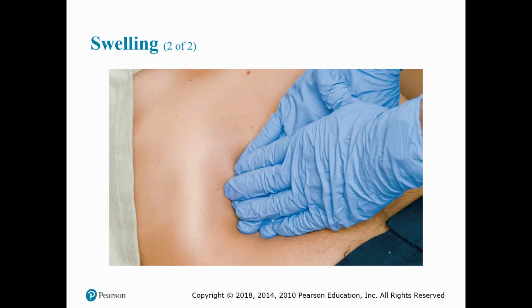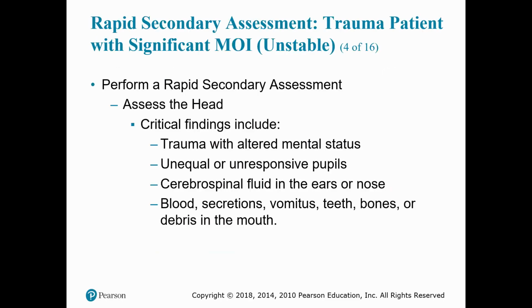Rapid secondary assessment is performed in a systematic sequence to make sure that all the major body areas are inspected and palpated. We're going to start with the head. Critical findings include trauma with altered mental status, unequal or unresponsive pupils. However, if a patient has unequal pupils but is alert and oriented, the unequal pupils are probably not from a head injury. We're looking for also cerebrospinal fluid in the ears or nose, blood, secretions, vomitus, teeth, bones, or debris in the mouth.